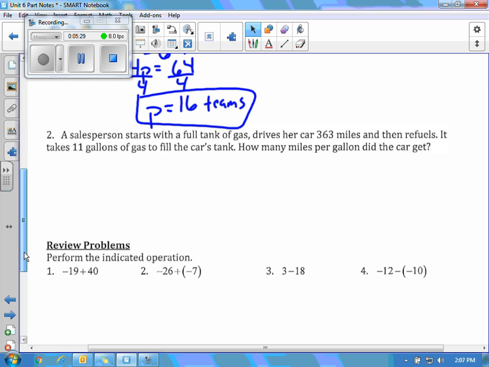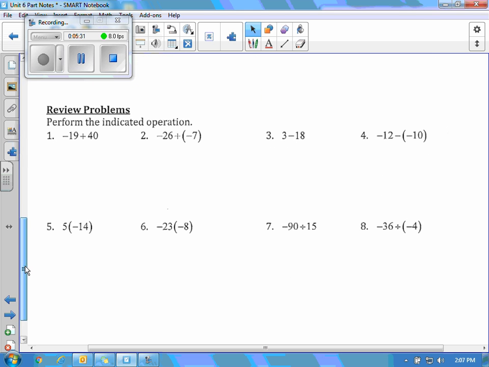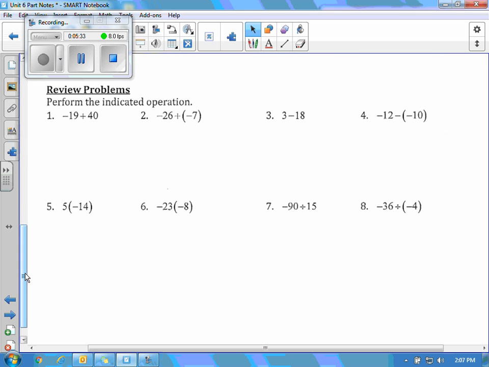Alright, number 2, I'll let you try on your own, and then the bottom part is all review, which should not take very long at all. That's it. Unit 6, Part 2.